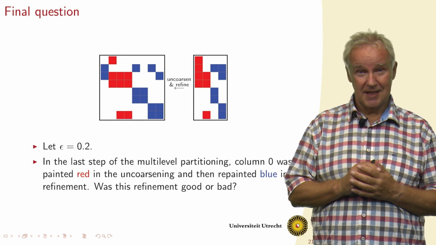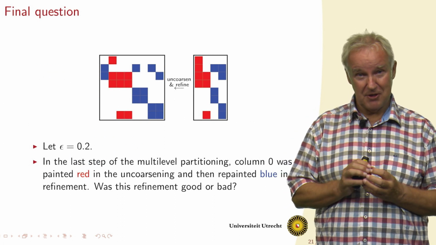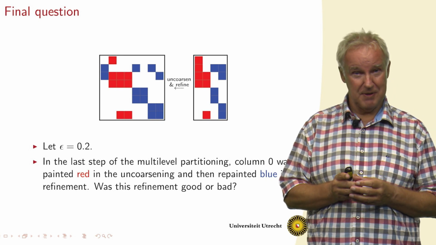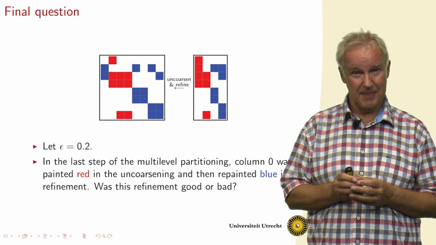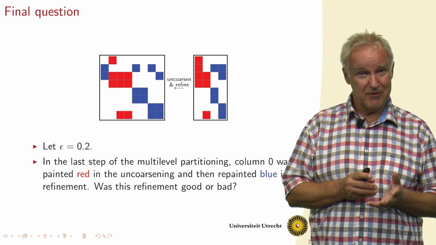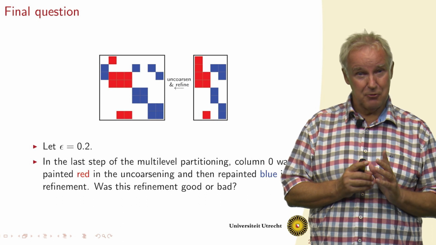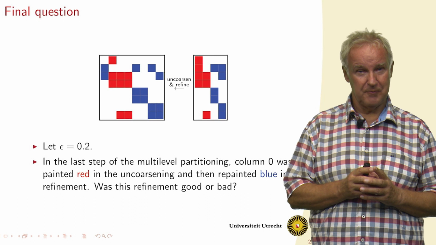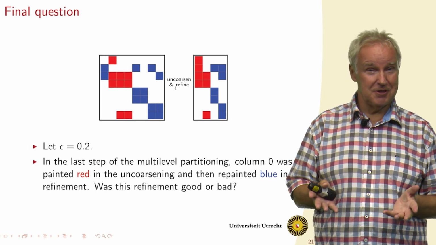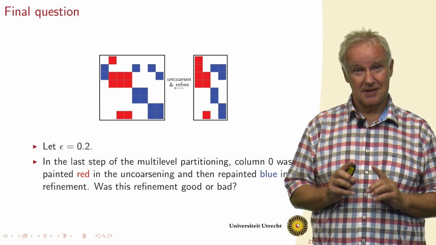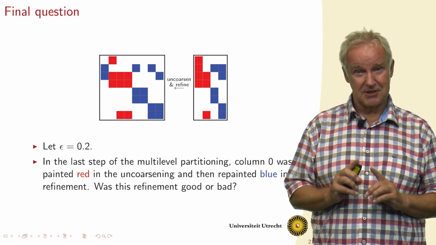A final question to you. We have seen in the steps of the multilevel algorithm that at the end, we uncoarsen the matrix that you see on the right here, and then refine it, repainting the first column from red to blue. Is this a good or a bad move, considering that the epsilon is 0.2?